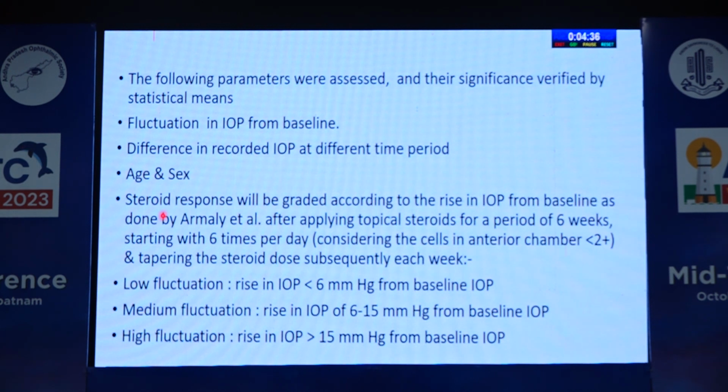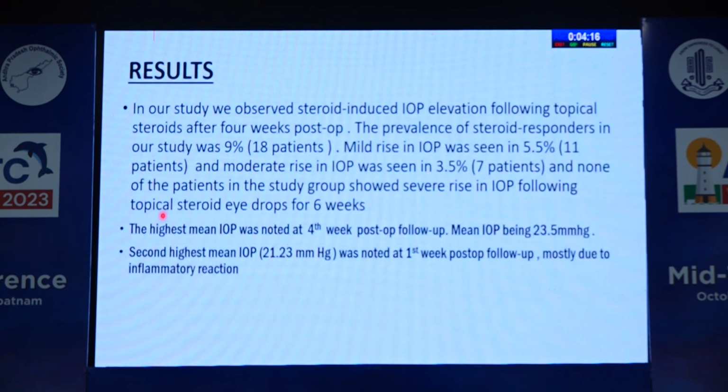We call it low fluctuation when the rise in IOP from baseline is less than 6 millimeters. If there is a rise of between 6 and 15 millimeters from baseline, we call it medium fluctuation, and if the fluctuation is more than 15 millimeters, we call it high fluctuation. And in our study, we observed steroid-induced IOP elevation following topical steroids after 4 weeks post-op.